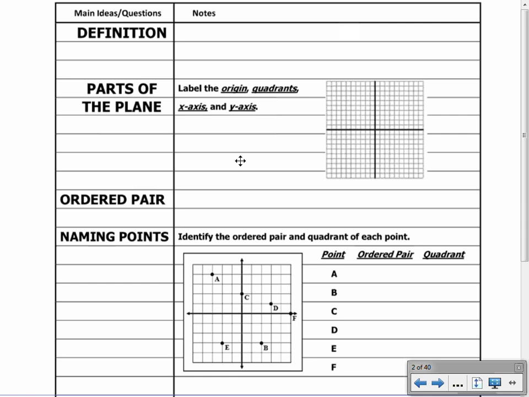Hi everybody, this video is going to be about relations and functions. And we're going to start off with some basics, some definitions, some vocab. But this is the first video for chapter 3.